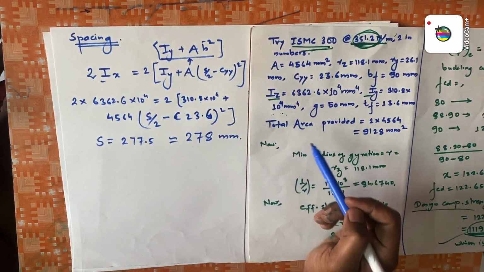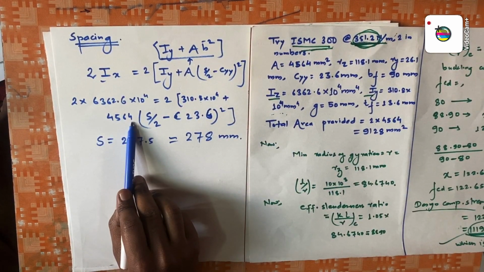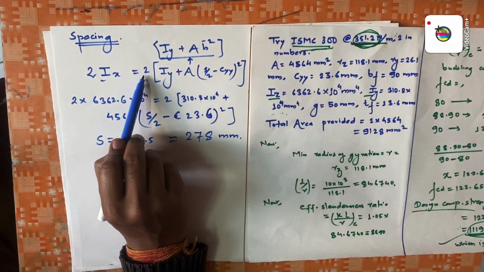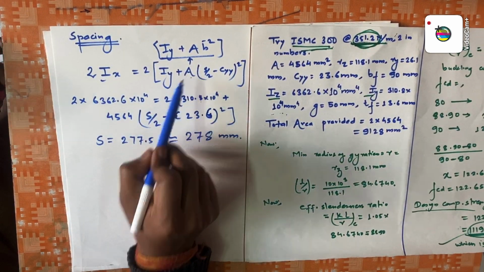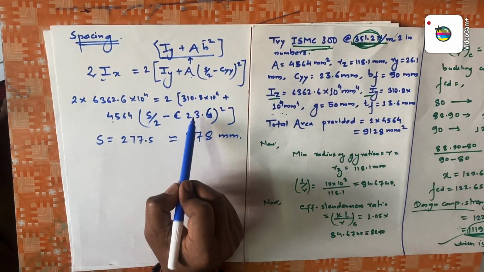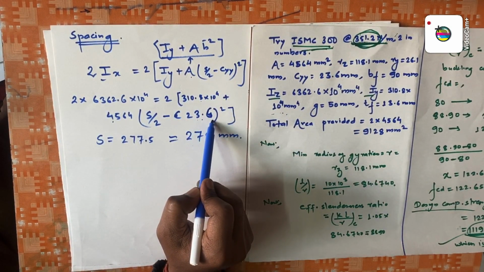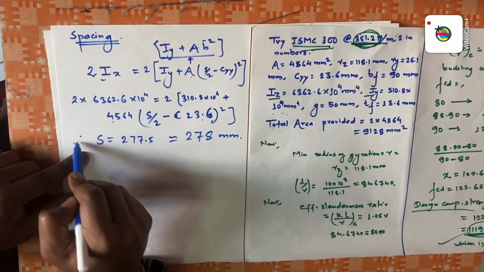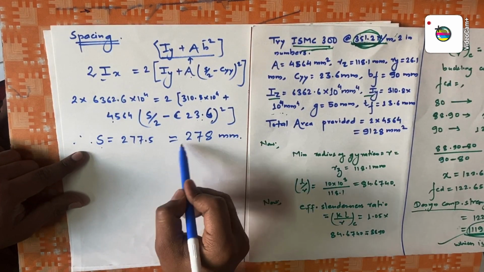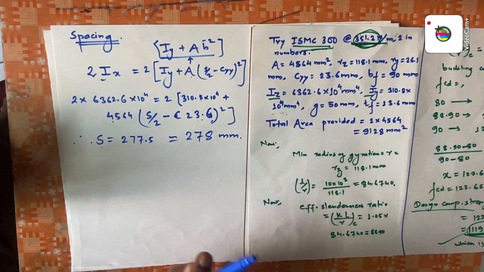We know the area, that is 4564. Actually, we have already multiplied by 2, that's why you have to take just the area of one channel. And then again, Cy is 23.6 mm. So finally, we get the spacing of the channel, that is 277.5, which is approximately 278 mm.